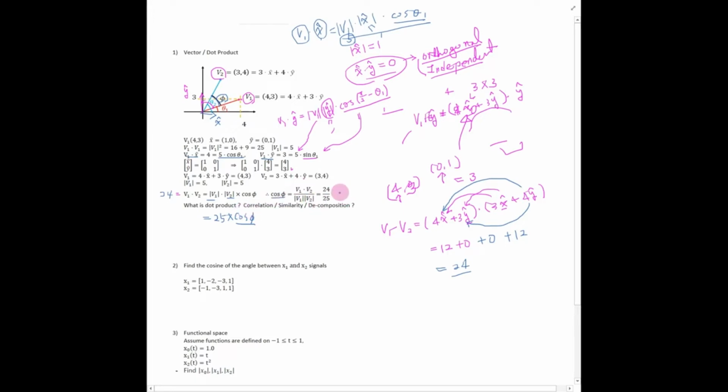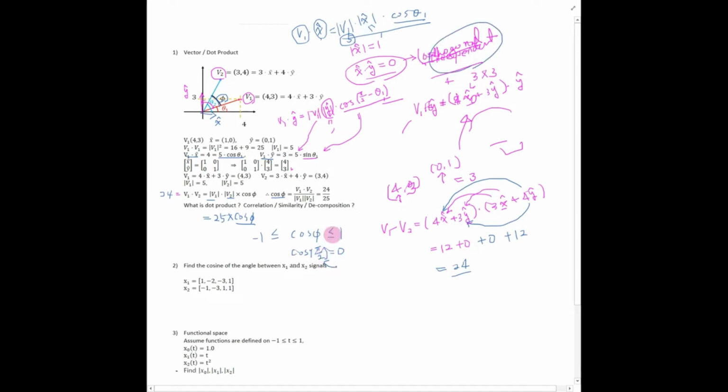Sometimes this one is called the correlation coefficient. So you know that cosine phi can take a maximum of 1 and a minimum of -1. So consider the special case, cosine of pi over 2, which is 0. This is a right angle. So in the case of a right angle, I said that the vectors are orthogonal or independent.